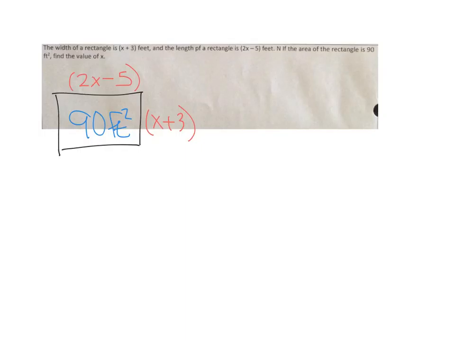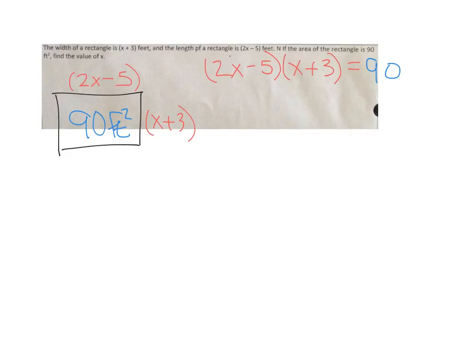So how do I find the area of a rectangle? Length times width, base times height. So I'm going to end up having 2x minus 5 times x plus 3 equals my area of 90 feet. Does that make sense? So do we know how to multiply 2x minus 5 times x plus 3? Do we have those skills?